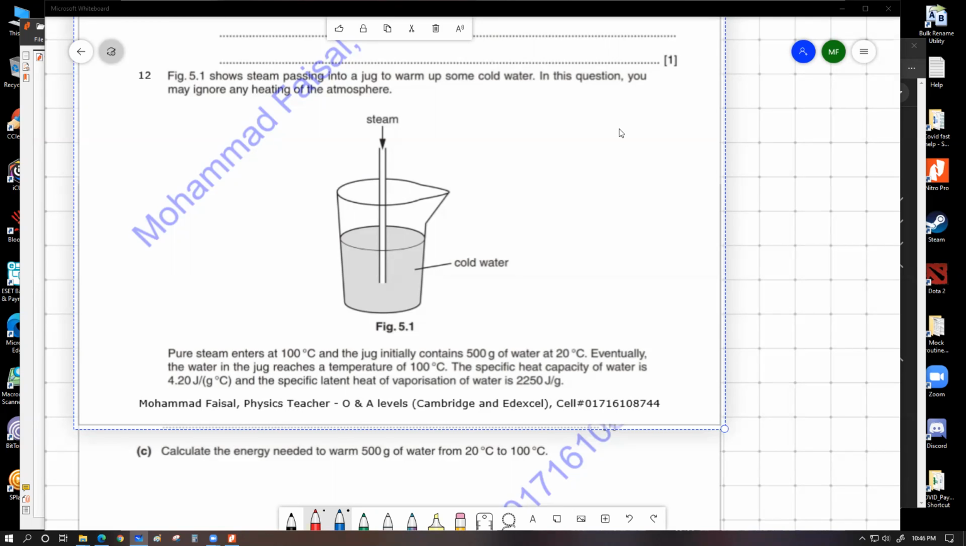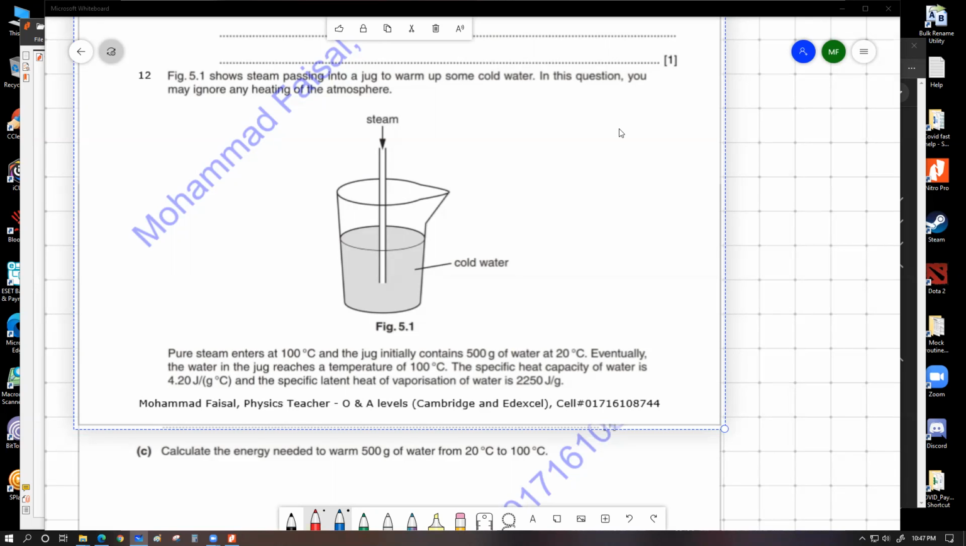The specific heat capacity of water is 4.20 joule per gram per degree Celsius, and the specific latent heat of vaporization of water is 2250 joule per gram. Calculate the energy needed to warm 500 grams of water from 20 degrees Celsius to 100 degrees Celsius.